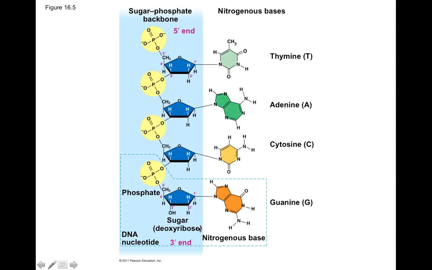Those are connected to our 5-carbon sugar. For DNA, we know it's deoxyribose because it doesn't have oxygen here. 1, 2, 3, 4, 5 sugar carbons on the sugar, attached to each other by a sugar phosphate backbone. So the phosphate group attached to the 3' carbon on one sugar molecule is attached to the 5' carbon on the next molecule.